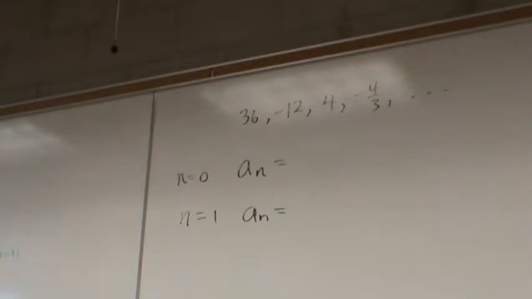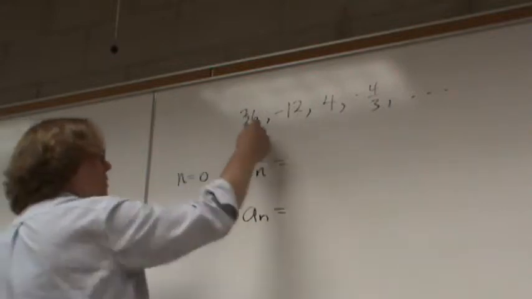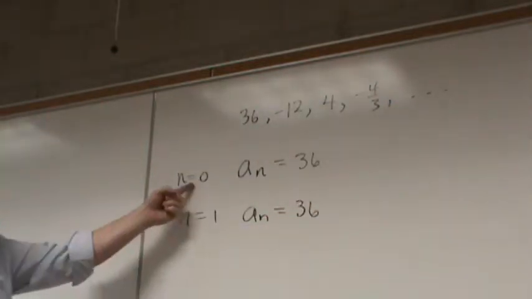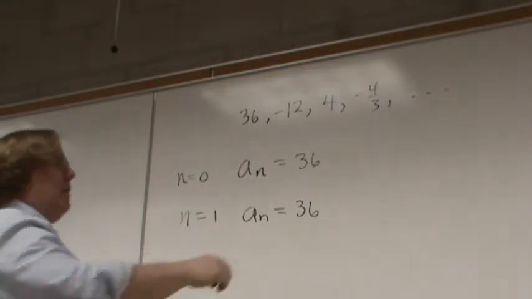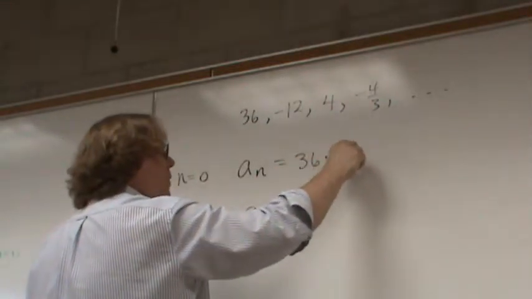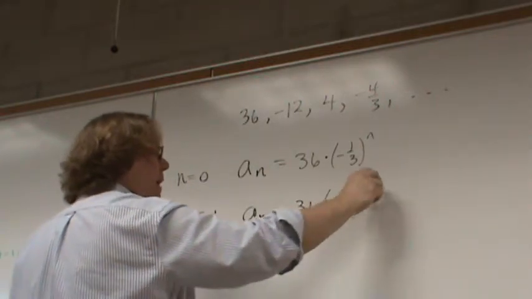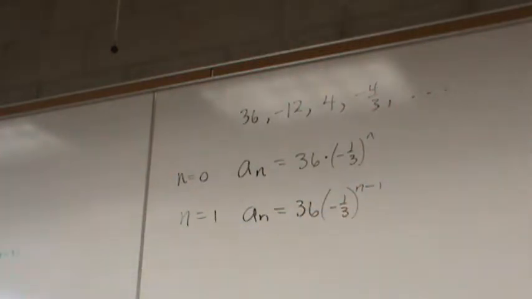Okay, thumbs up. What did you get as your common ratio? Yeah, negative 1/3. Good for you. And the first term is 36. So you're always going to start with that 36, whether you start at n equals 0 or n equals 1. But here it's going to be negative 1/3 to the n power, and here it's going to be negative 1/3 to the n minus 1 power. How many people got that right? Okay, yay, everybody.